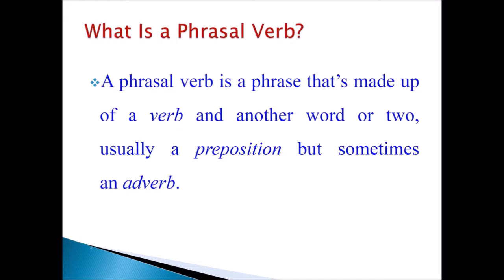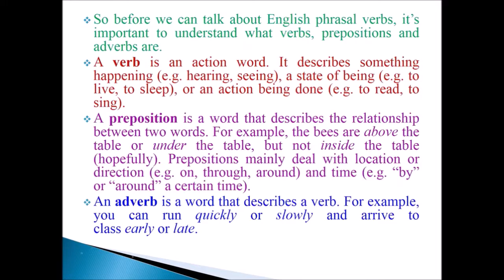A phrasal verb is a phrase that's made up of a verb and another word or two, usually a preposition but sometimes an adverb. So before we can talk about English phrasal verbs, it's important to understand what verbs, prepositions and adverbs are. First, let's see about a verb.